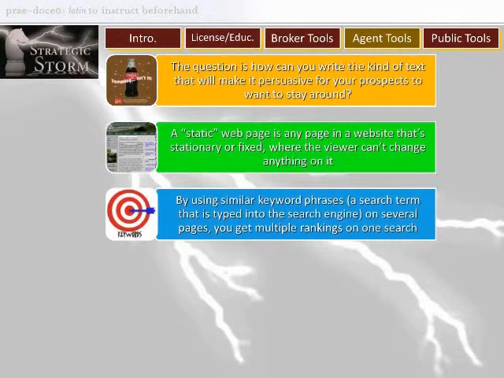So what areas can we focus your content on? By using similar keyword phrases. Now, a keyword phrase is a search term that is typed into the search engine. Well, by doing this on several pages, you get multiple rankings on one search. For example, you may want to put your main keyword phrase of, let's say, Salt Lake luxury homes on the homes page. But why not embed it in the business climate, communities, cost of living, and accommodations pages?